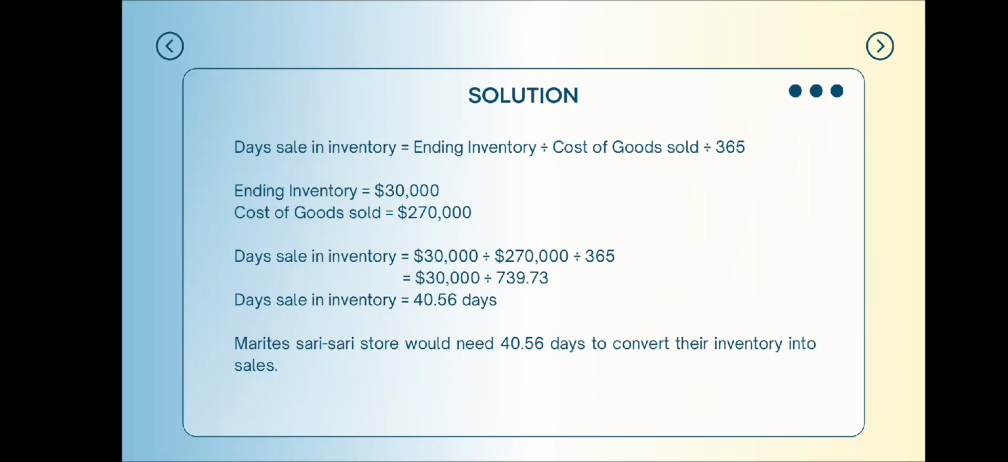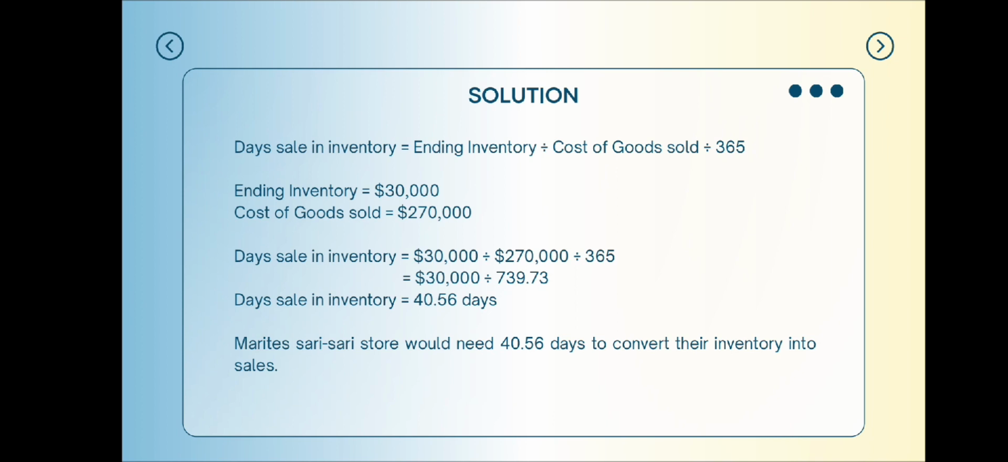Just like what we did from the previous problem, we determine the formula and solve the problem. Days in sale in inventory is equal to ending inventory divided by cost of goods sold divided by 365. The given provided by the problem are ending inventory 30,000, cost of goods sold 270,000. Days in sale inventory is equal to 30,000 divided by 270,000 divided by 365.